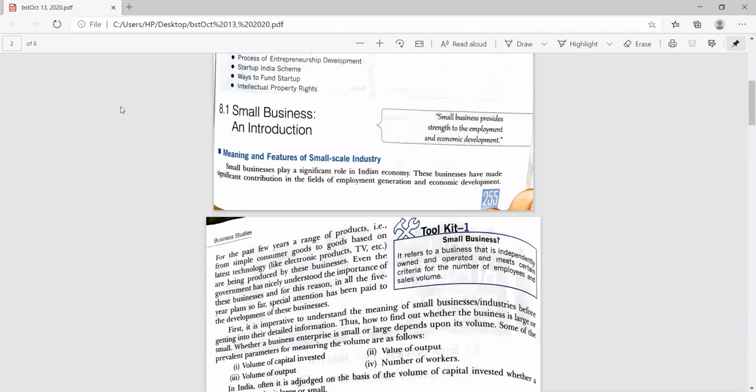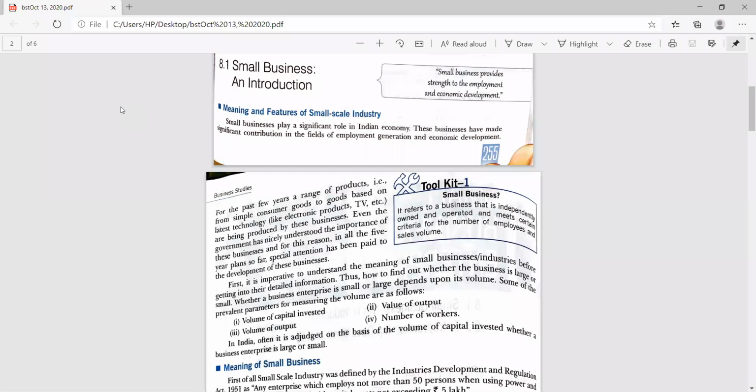What is a small business? As clear by its name, small plus business means a business on a small scale. But if we talk about it technically, widely, it refers to a business that is independently owned and operated and meets certain criteria for the number of employees and sales volume.